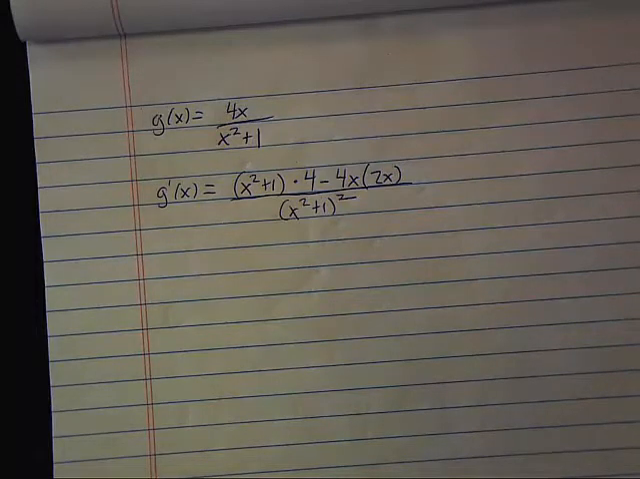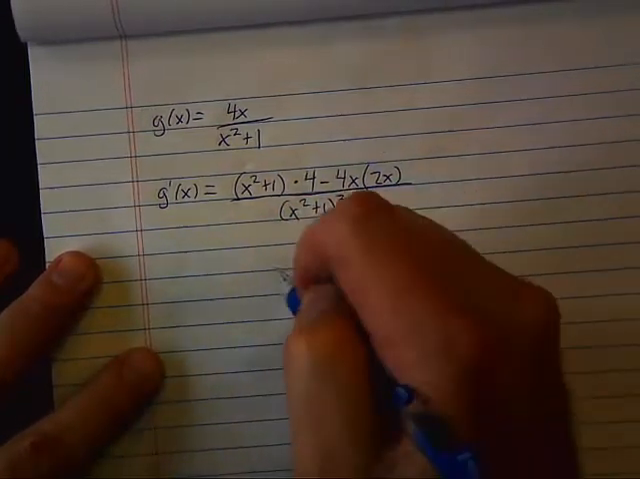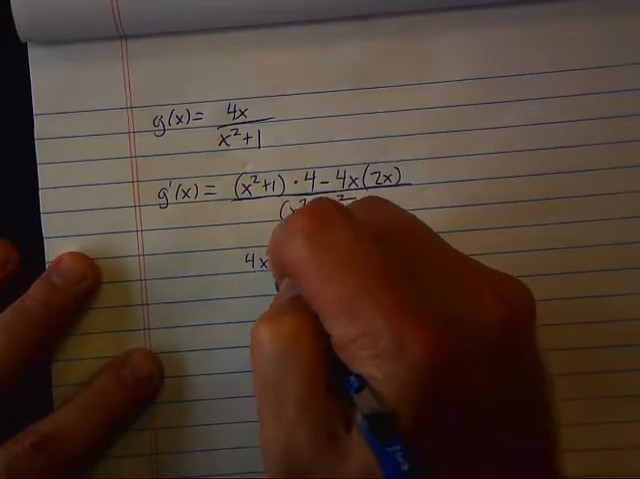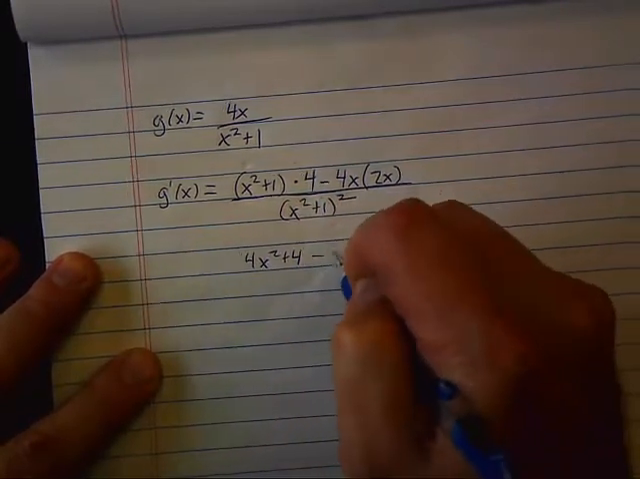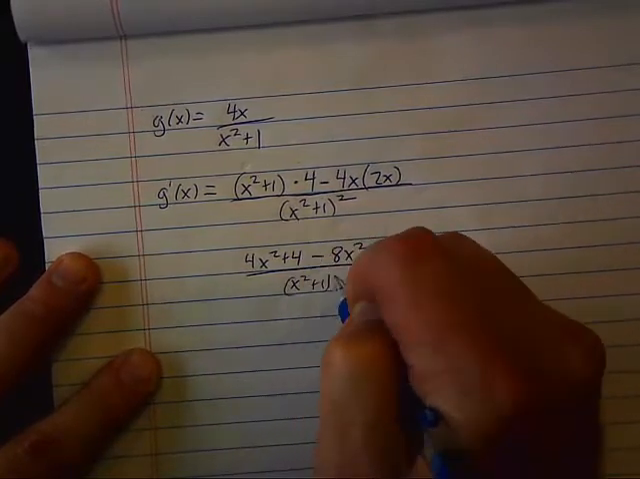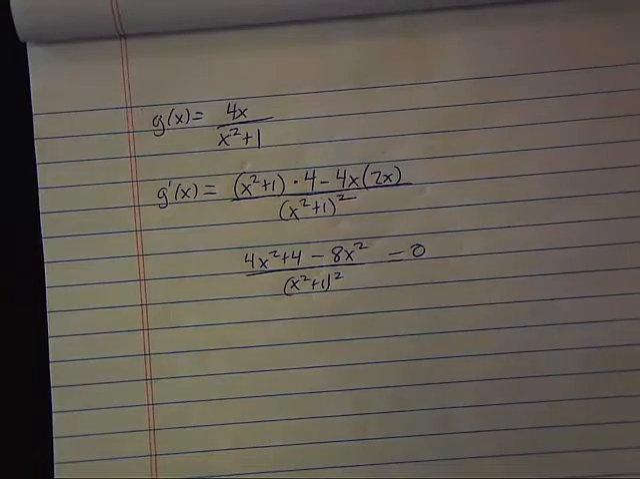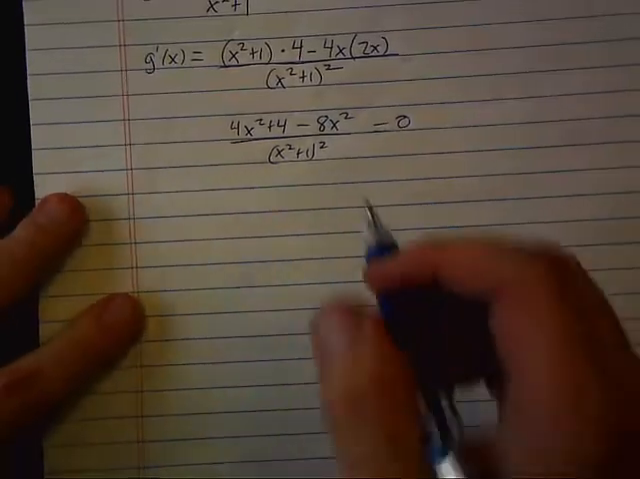All right, so I would distribute the 4 through. That's going to be 4x squared plus 4 minus 8x squared over (x squared plus 1) squared. And what I really need to do is set that equal to 0. Good news is this one's not too hard to simplify. See if we can find a harder one. 4 minus 4x squared over (x squared plus 1) squared equals 0.